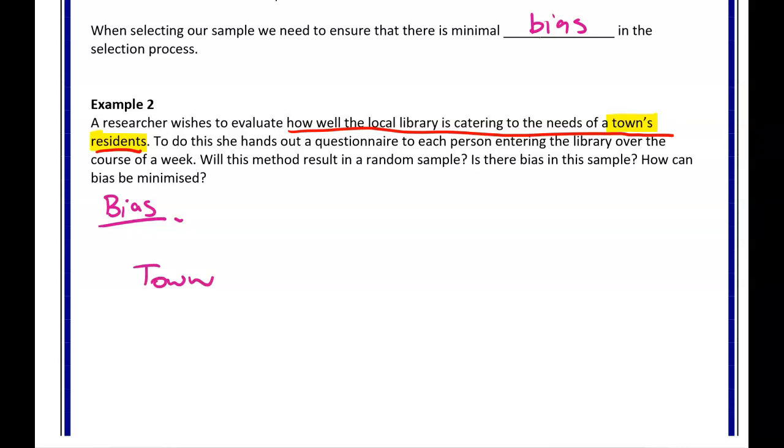Yeah, hand it out to everyone. Send it to everyone, like mail. So if we send to everyone, what are we expecting then? That could be a convenience survey problem, a self-selection problem. People will not respond unless they feel passionately about something. Generally, that's when they would respond. So no, that's actually not a good way to find out whether the library is catering for the needs of the residents.